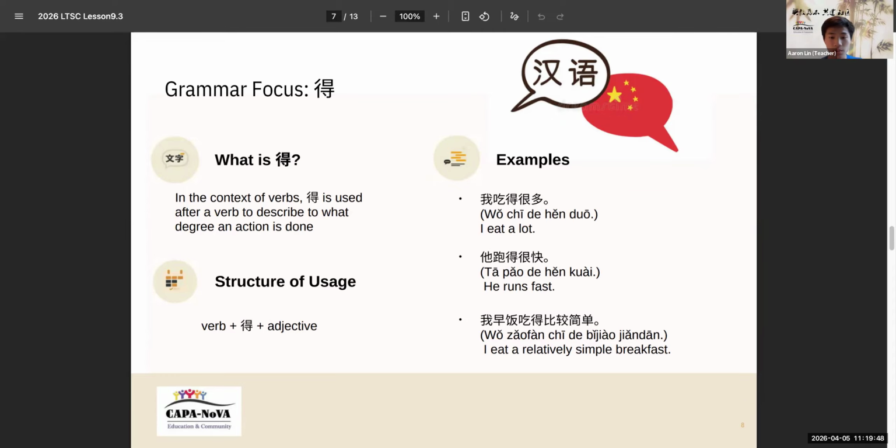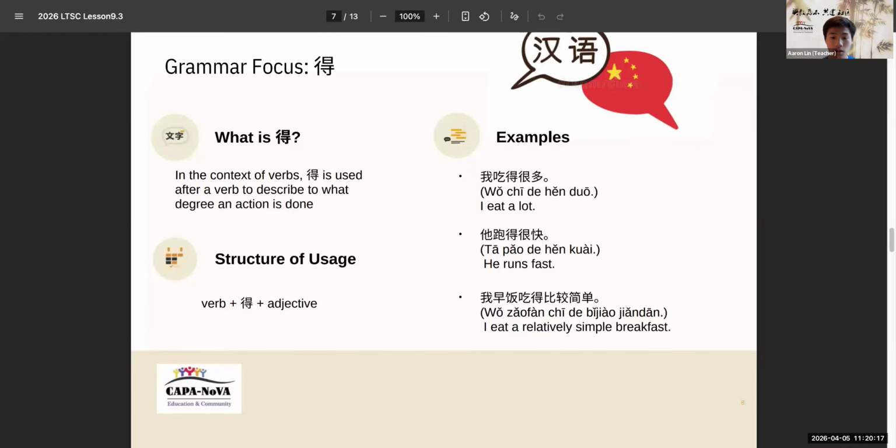So here are a few examples on the right. 我吃的很多, and so the verb here is 吃, and then 得很多 means a lot. So I eat a lot. And then 他跑得很快 is the next one. It means he runs fast. And here the verb is 跑, which means run. And then the adjective is 很快, meaning fast. And the 得 is put between them to have the grammatically correct sentence.